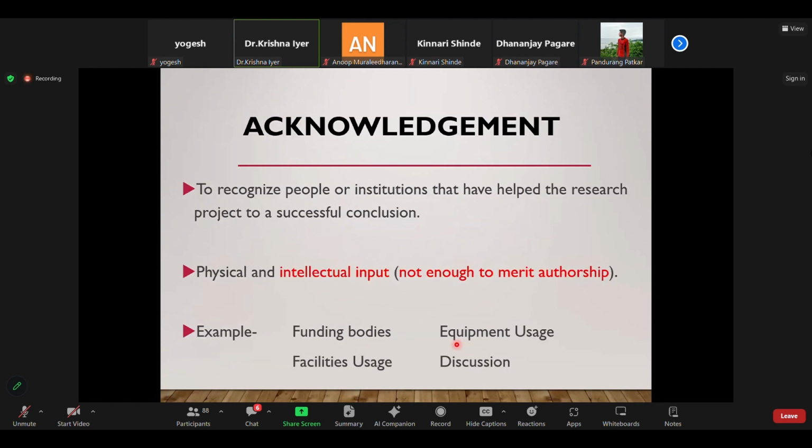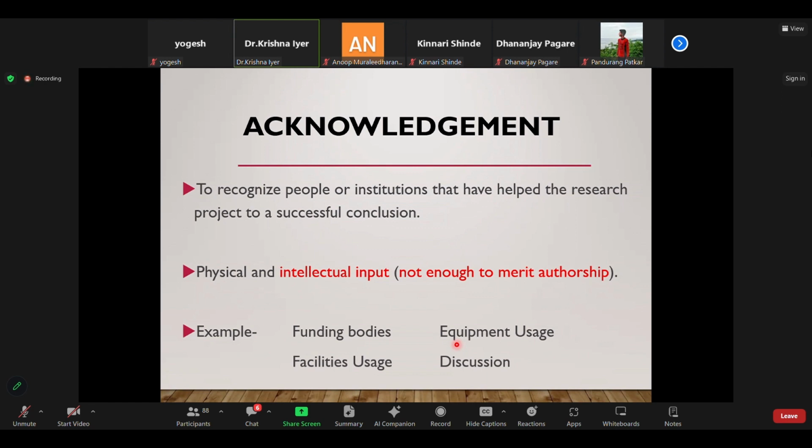After all this, the last part of the paper is an acknowledgement of all the people who have contributed to the research, both in terms of financial help. Many times you have to thank your institute, your funding agency, the grant you have received, or a private company which has funded the research project. Many times you also have to thank others who have given what is called physical and intellectual input. Maybe some testing was done in another lab and they wish for their person's name to appear as acknowledgement, fine.